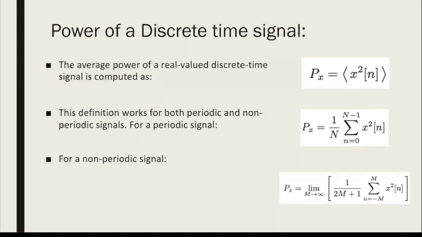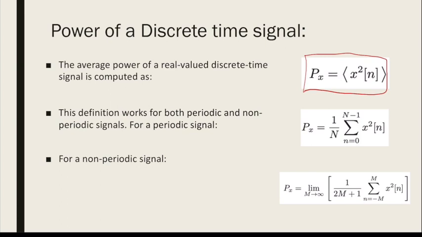Here in this slide, we're going to discuss the power of a discrete time signal. Power is usually a measure of the average amount of energy that a signal carries per unit of time. Mathematically, the power of a discrete time signal x of n can be defined as this equation, the general equation for power when it's a real value discrete time signal, which is Px equals the time average of x squared of n.